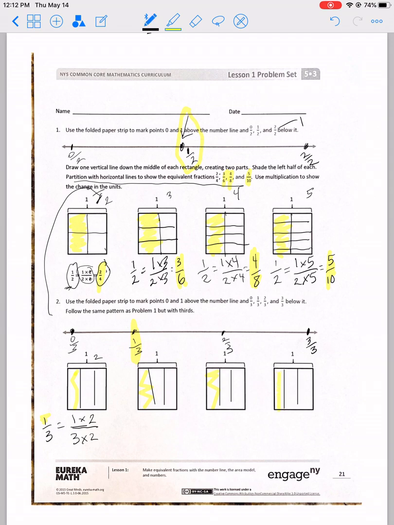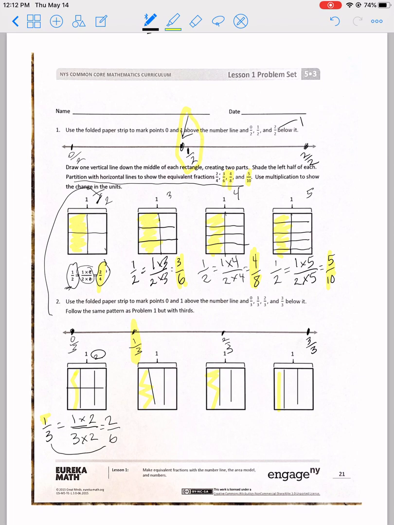Okay, now back down here. Since we are using the 2, we're going to cut this box in half. Now we're going to solve. 1 times 2 is 2, and 3 times 2 is 6. So 1/3 is equivalent to 2/6.